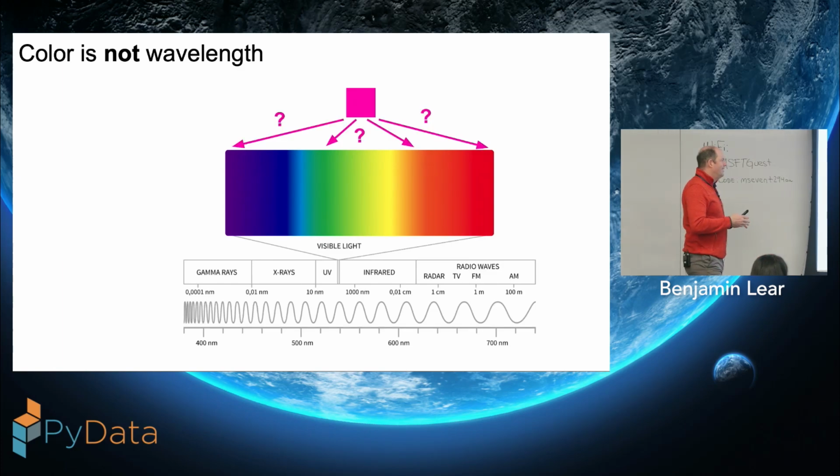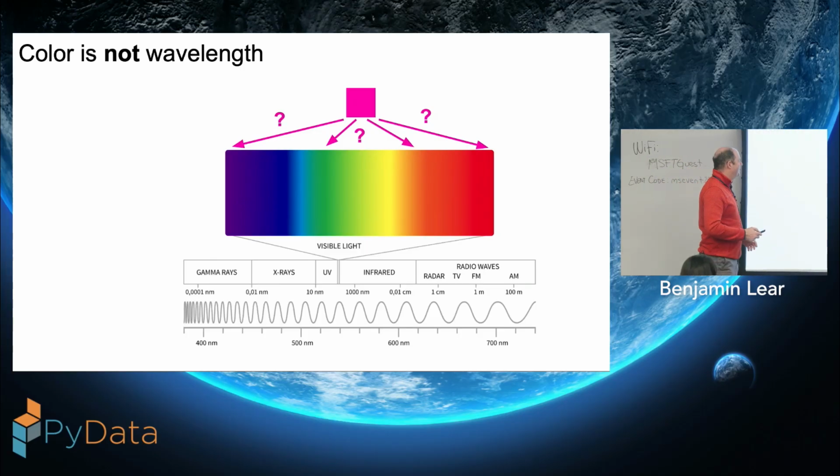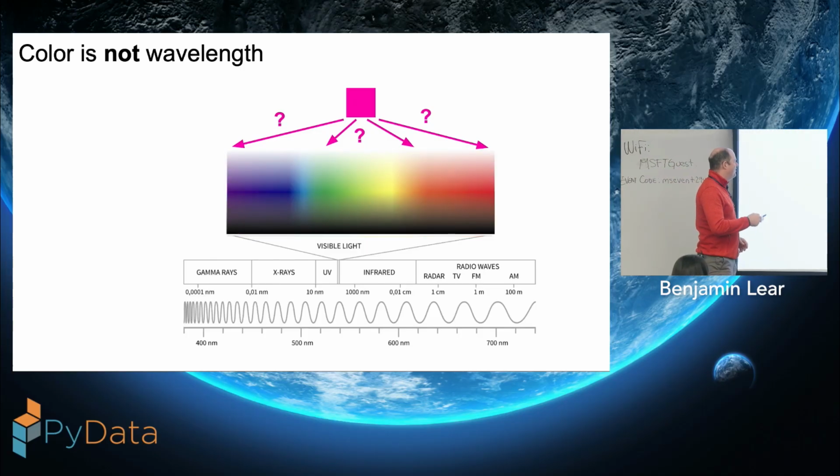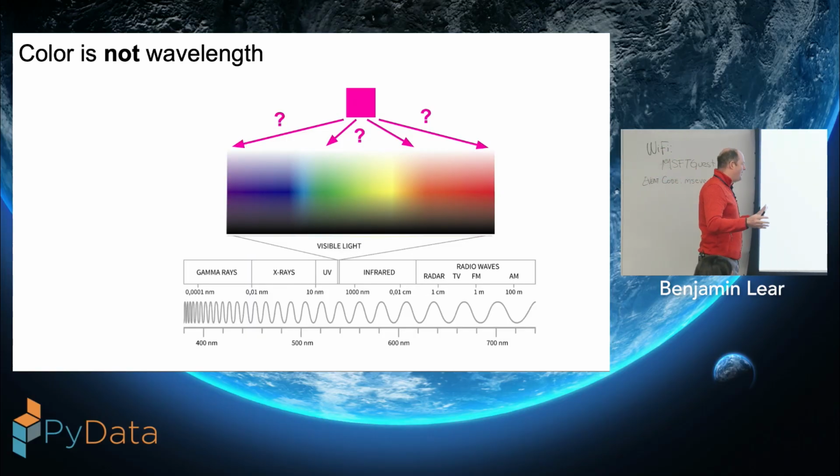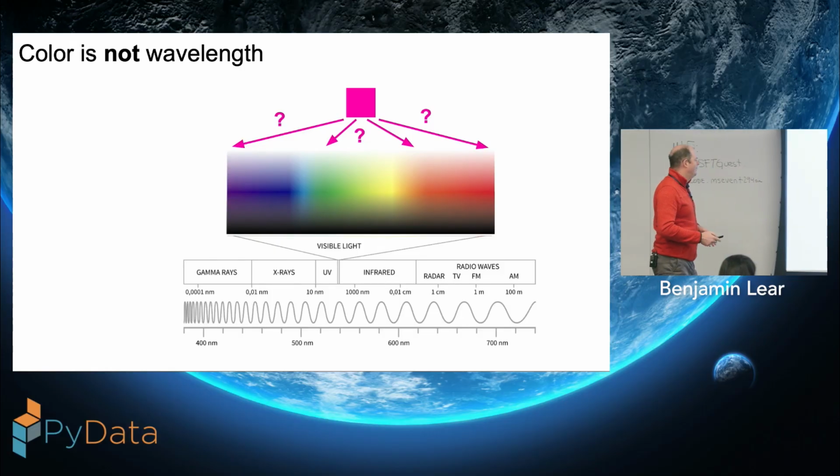Okay, so color cannot be wavelength for that reason. Even if you look at all the different lightnesses and darknesses, there's no magenta in the rainbow. And so color cannot be wavelength.